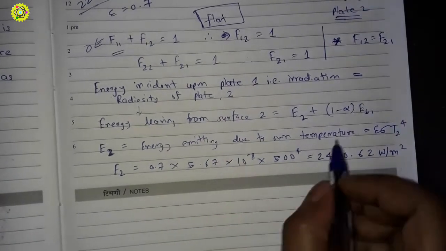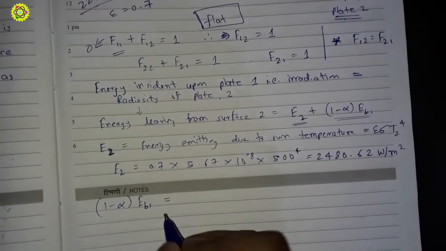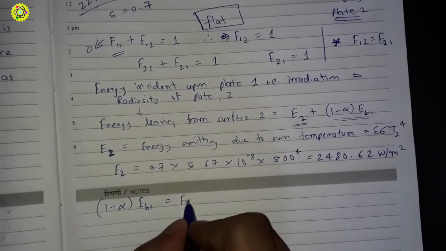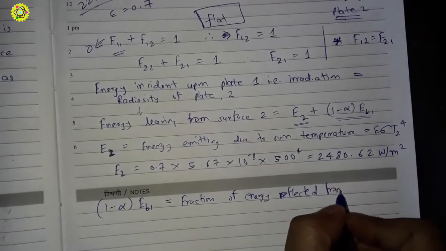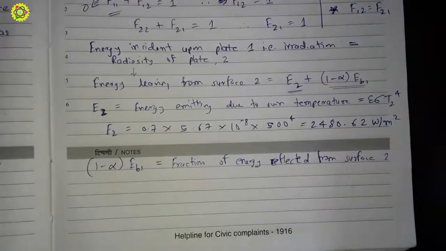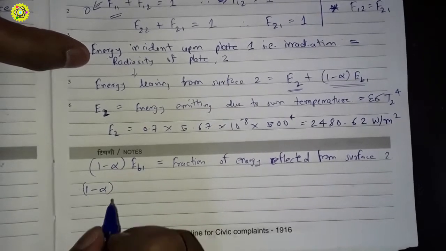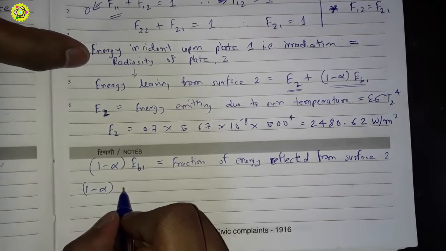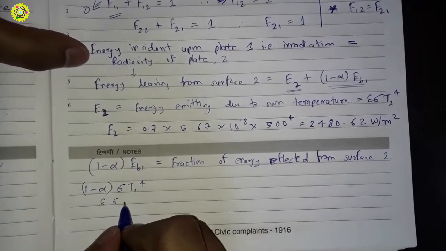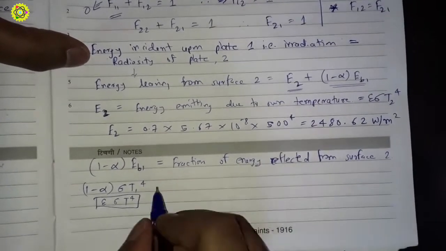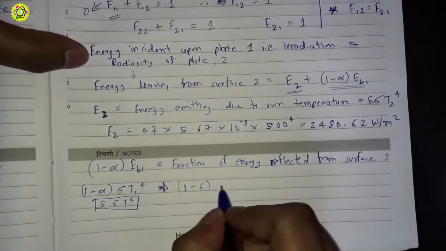Now we will calculate the next term from the equation. This is the first term, now this is the second term, 1 minus alpha EB1. This term is the fraction of energy reflected from surface 2, that is plate 2. Now we will simplify this equation further. So we have 1 minus alpha into bracket, and now we will further simplify it, sigma T1 raised to 4. This is like, friends, epsilon sigma T raised to 4. How it is, we will see now. So this is again converted into 1 minus epsilon sigma T1 raised to 4.